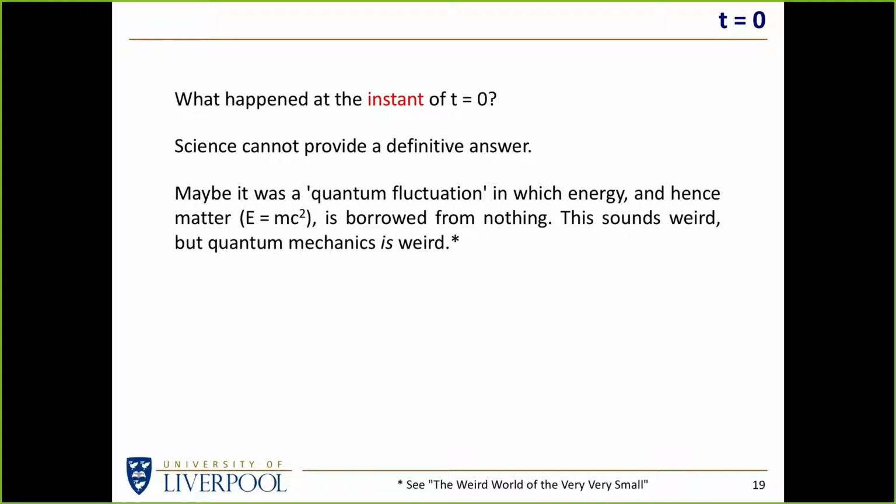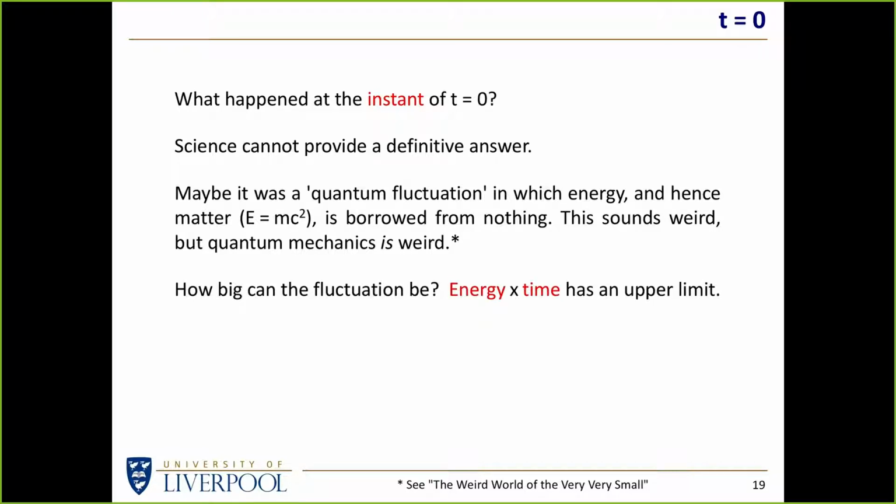It sounds really weird, but then quantum mechanics is weird, and that's the topic of an entirely different talk. So we're just going to accept that quantum fluctuations do occur. Our understanding of quantum mechanics, our understanding of atoms and subatomic physics, is based on the idea that things can fluctuate and you can borrow from nothing, as long as you pay it back.